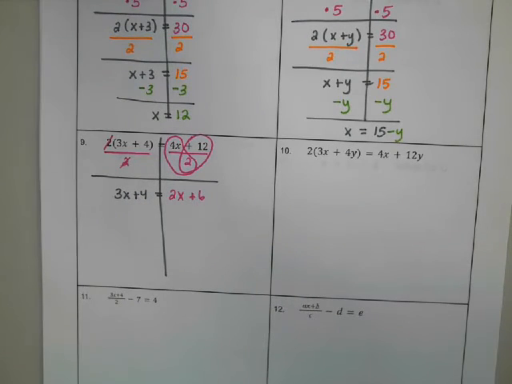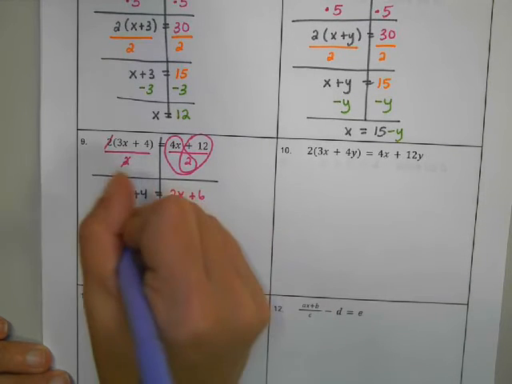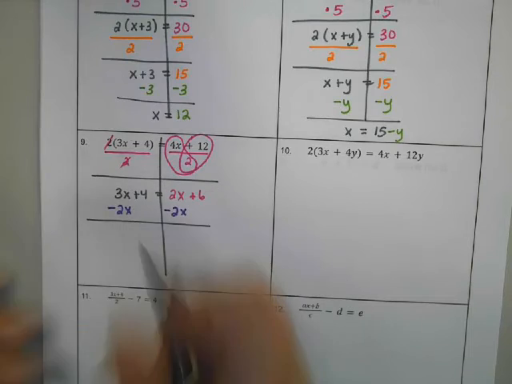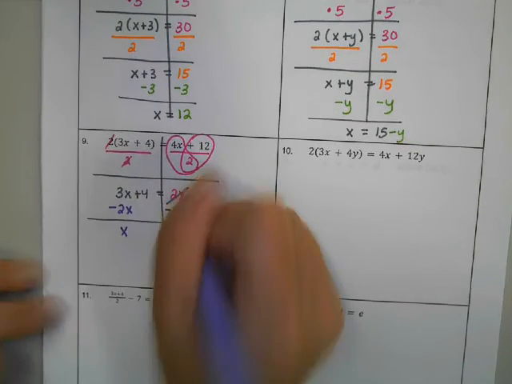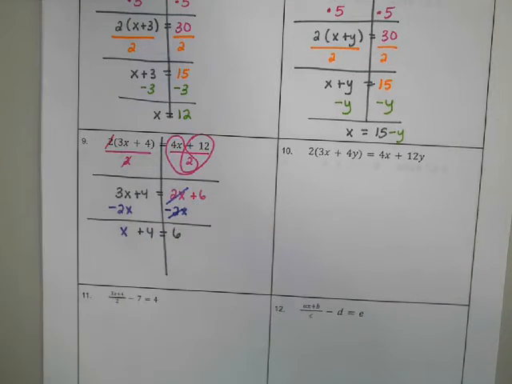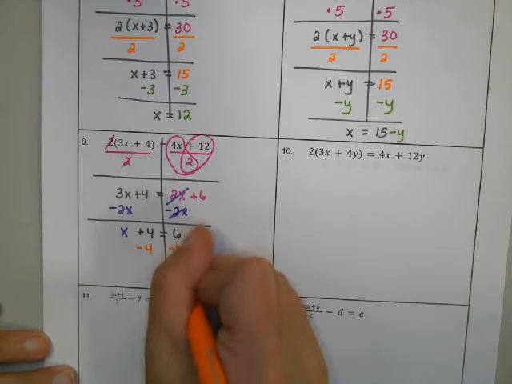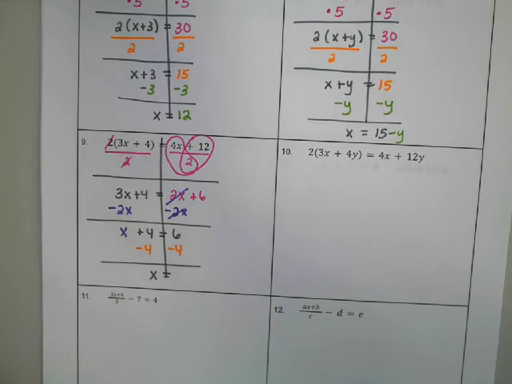Next, I would need to get my x's together. So I'm going to subtract 2x on both sides in order to have all my x's together. That is going to give me 1x, and these are going to cancel. And so I'm going to have plus 4 equals 6. And last but not least, I'm going to subtract 4 on both sides in order to get x alone, which is going to give me x equals 2.